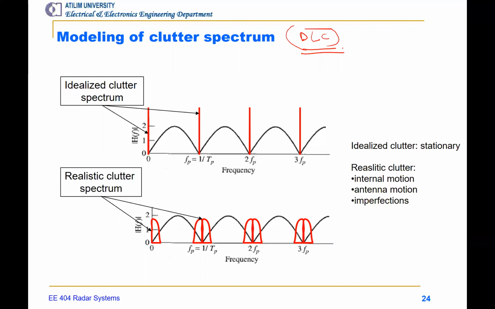Okay. And if there is a motion, then we expect some Doppler shift. So by using delay line canceller, we can measure the Doppler shift and then estimate the speed of the target, so the motion of the target.